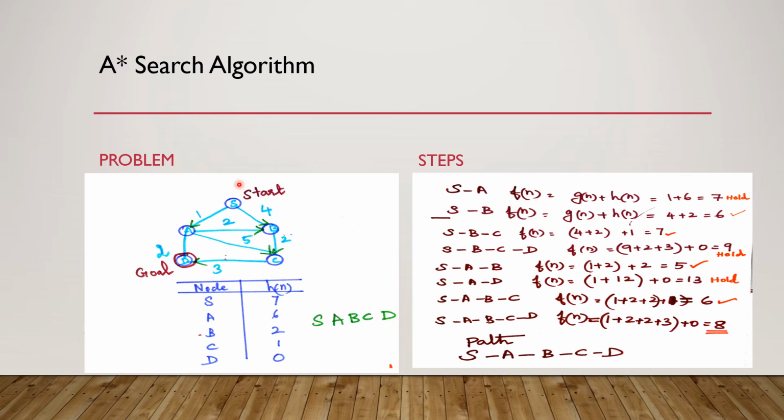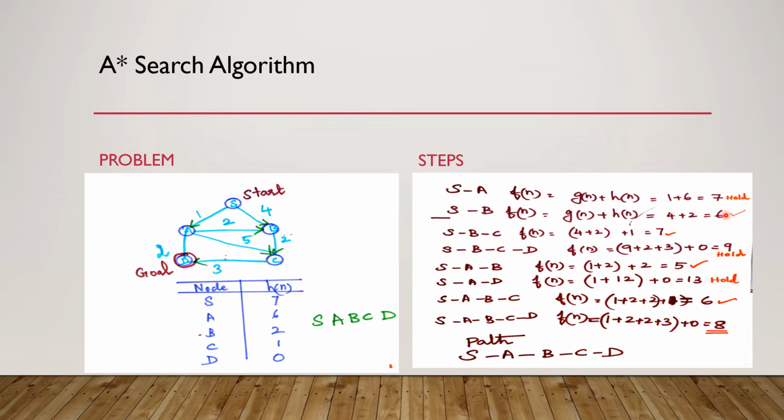Start from the start node or initial node S, successors A and B. So now we have two paths, S to A and S to B. What is the f of n value? The formula is G of n plus H of n. So 1 plus 6 equal to 7, and then S to B, f of n is equal to 4 plus 2. What is the value in the heuristic function tabulation for B? 2. So 4 plus 2 equal to 6.